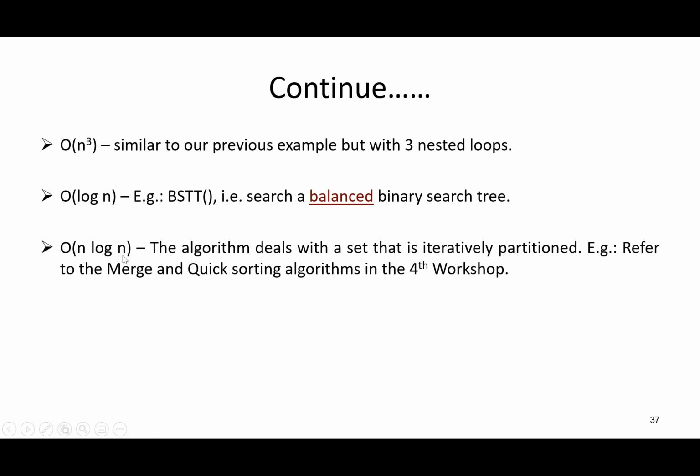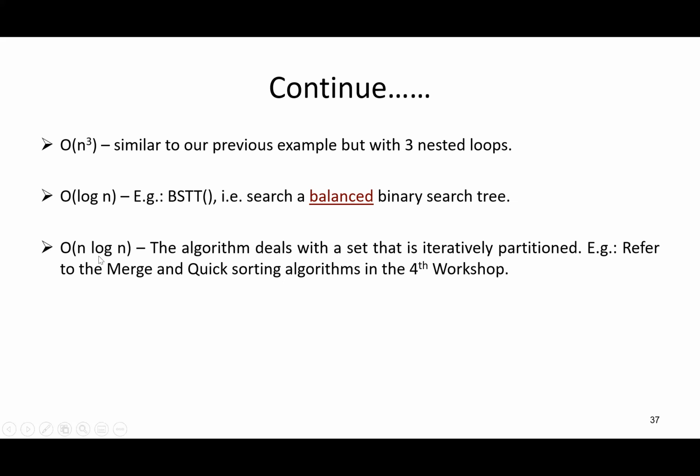You can also have n log2n. This algorithm will deal with a set that you partition iteratively. You will see this big O notation n log2n in our next workshop, the 4th one, when you look at sorting for merge sort and quick sort, then you will understand what it means by n log2n. Because when we sort, we also divide it into 2 parts, and then you sort each of the parts separately, and then divide again and sort, divide again and sort.